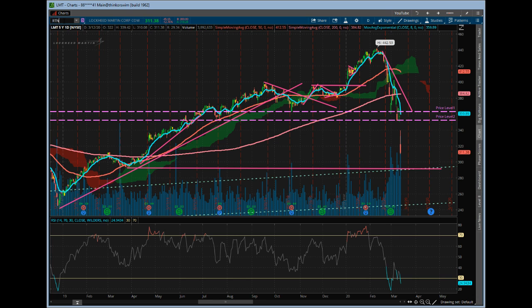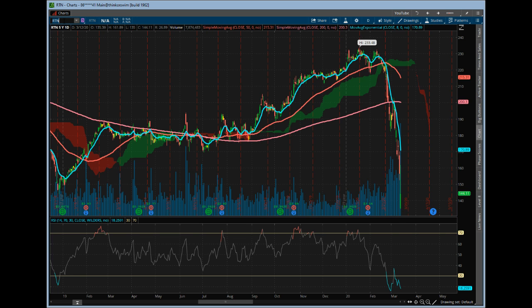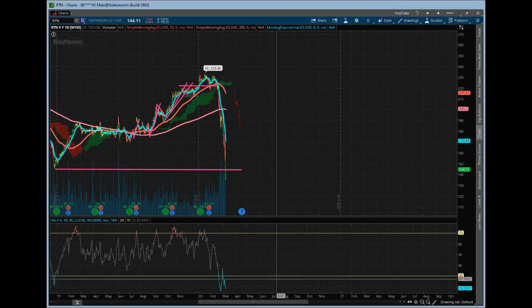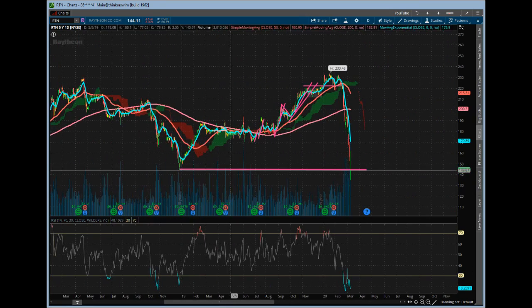Raytheon, RTN, actually finished green today, so that's good. It actually kind of tried to do its job right here. It didn't quite get above that pivot below. It was a little bit worse off in terms of pivots than LMT, but a decent attempt to close today. At least it wasn't down 45 like the other one.